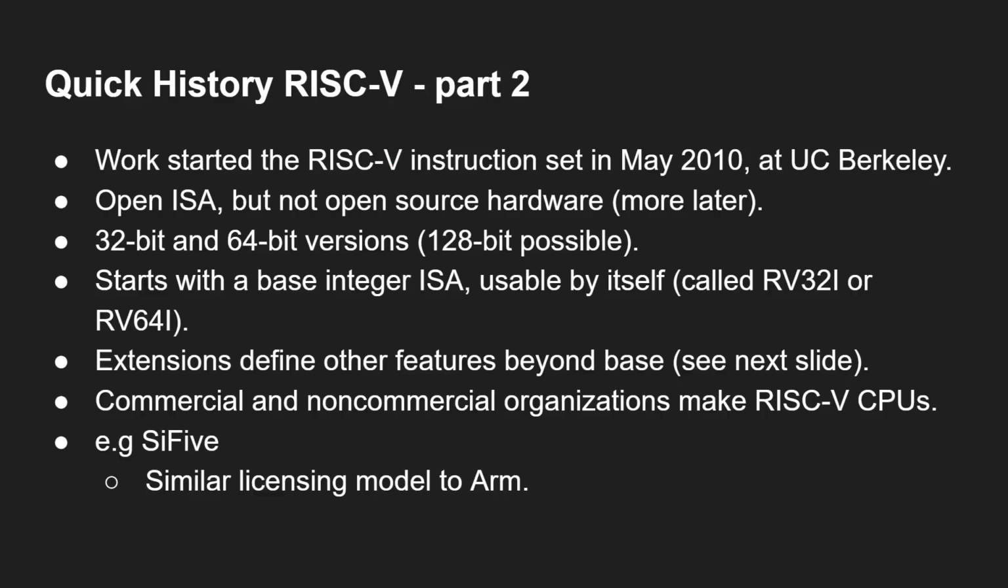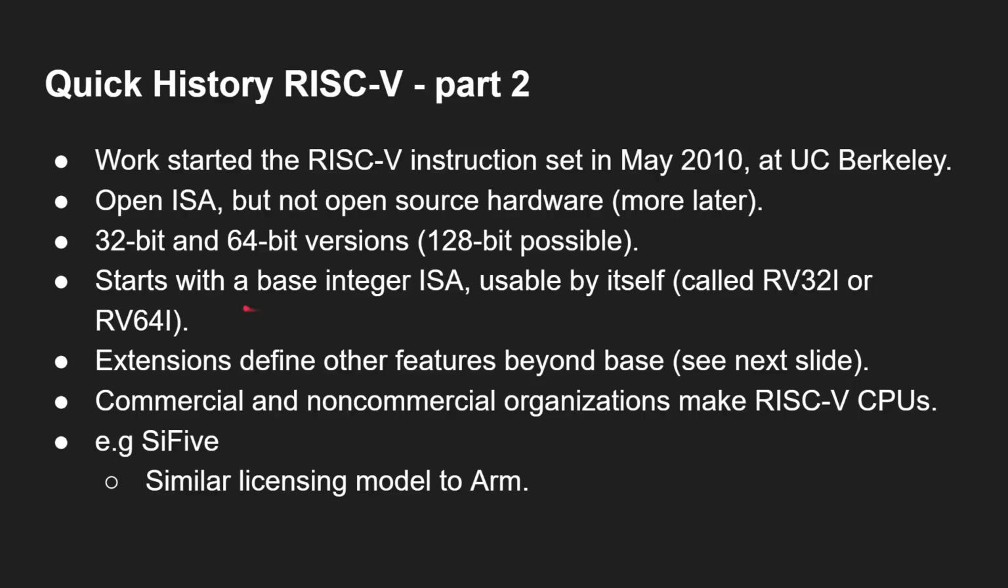2010, you've got the initial work on the RISC-V instruction set, again at the University of California. The idea is it's an open instruction set architecture. ISA stands for instruction set architecture, meaning you just download the document, it's there, there's no license fee to pay. But that doesn't mean it's open source hardware, and we'll talk more about that in a moment. It comes in both 32-bit and 64-bit versions, and there is provision for a 128-bit version.